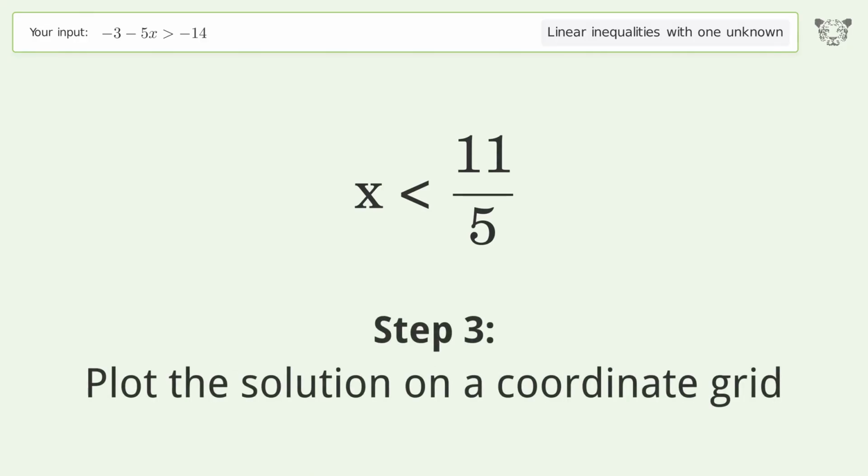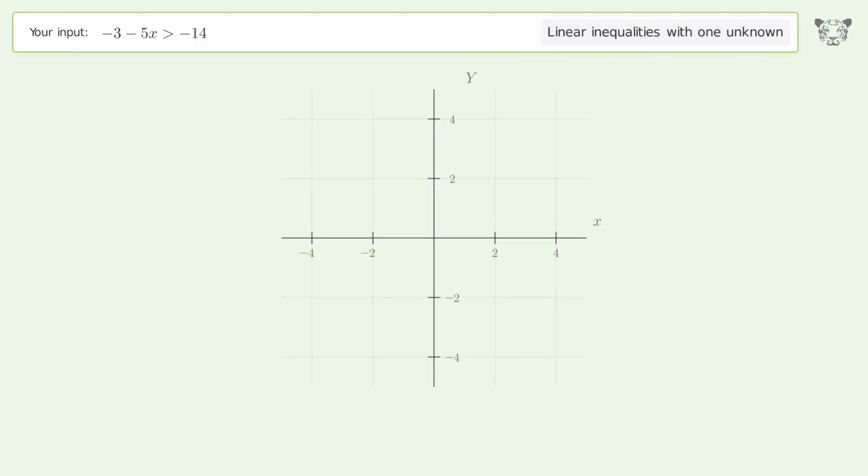Plot the solution on a coordinate grid. And so the final result is x smaller than 11 over 5 smaller than 21 over 5.